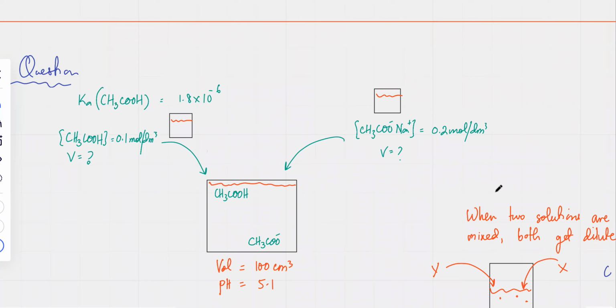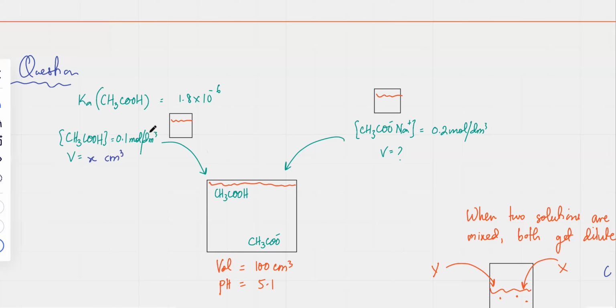So now, I want to figure out the volume, right? So let's move on to the volume part. What's the total volume? That's 100 cm cube, right? What that means is that I might be adding 20 cm cube of this and 80 cm cube of this, or I might be adding 60 cm cube of this and 40 cm cube of this. The total volume of the buffer should be 100 cm cube. So we don't know what the volume is, so I'm going to take the volume as x cm cube.